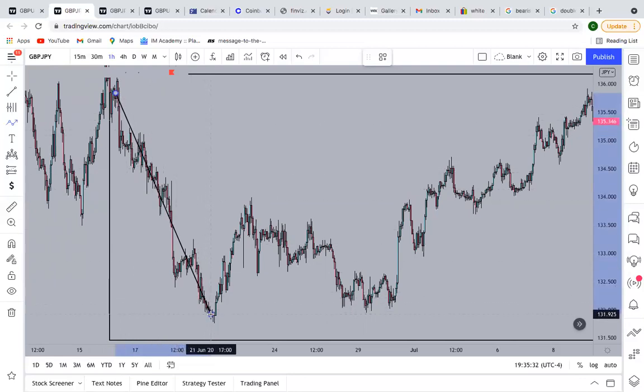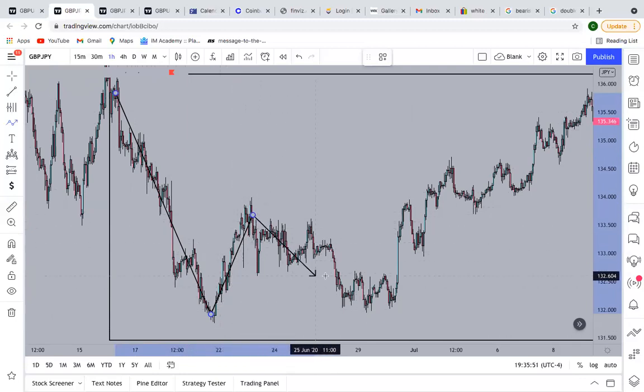Then we're going to see a break in our structure. The second part that we're going to want to see is a break in our structure, which we saw happen here with the break of this high. So first we have price trending to the downside, and we have a break of our structure.